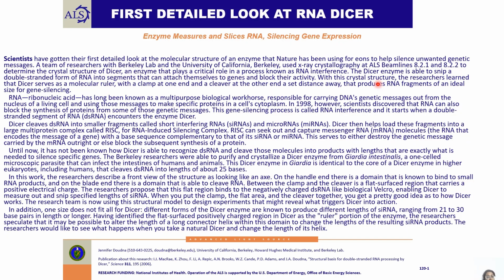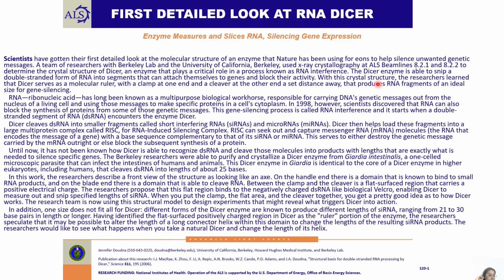So the Berkeley researchers were able to purify and crystallize a dicer enzyme from Giardia intestinalis, a one-celled microscopic parasite that can infect the intestines of humans and animals. So this dicer enzyme from Giardia is identical to the code of a dicer enzyme in higher eukaryotes, including humans, that cleaves double-stranded RNA in two lengths of about 25 bases.